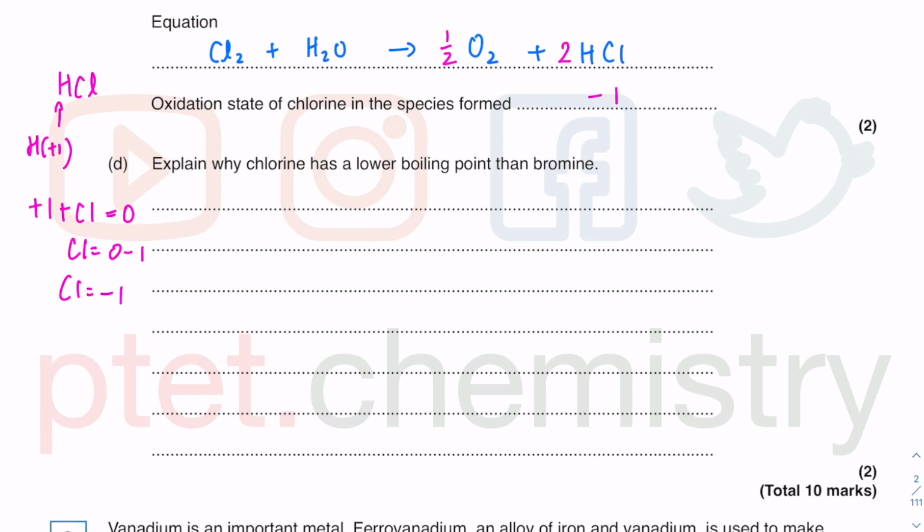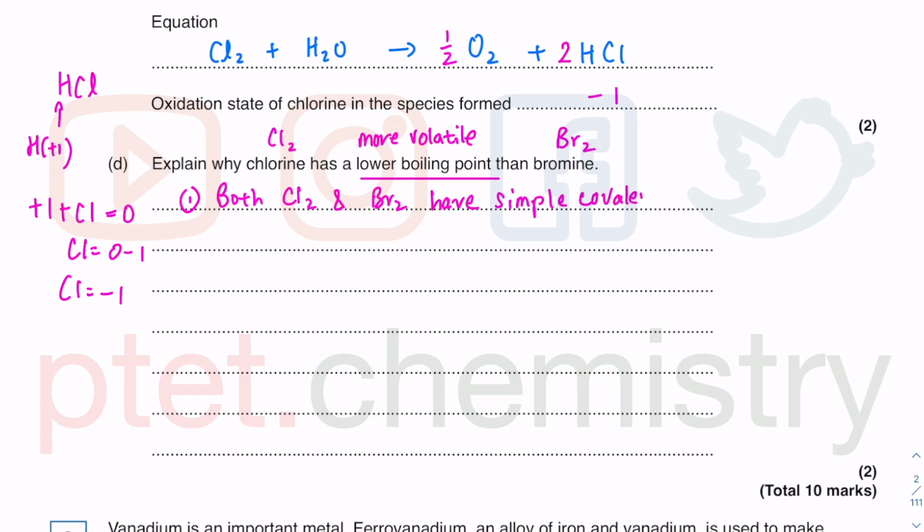Part D, this is about structure and bonding. This is about chlorine having a lower boiling point. So what we say is lower boiling point means more volatile, easier to boil. We're going to talk about structure and bonding. So both chlorine and bromine have simple covalent structure. If you have a simple molecular structure, we are just breaking the weak intermolecular forces between the molecules.